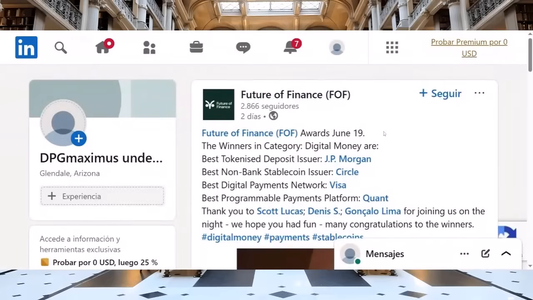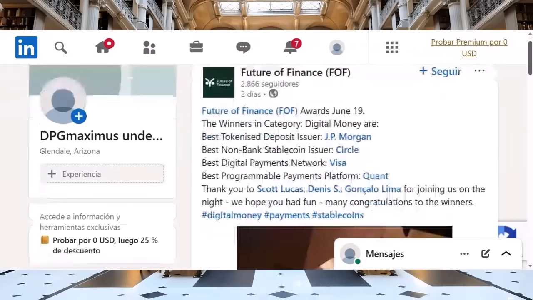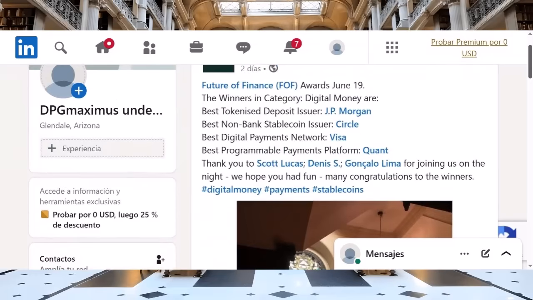Let's take you to Future Finance. Two days ago, awards, June 19th. Again, some of these are winners. So the winners of the category of digital money are best tokenized deposit issuer, JP Morgan. And we already know about JP Morgan's connection to Quant Network.